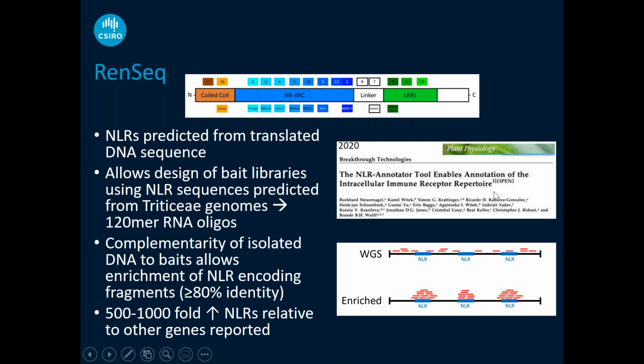So in a large genome such as wheat, for example, whole genome shotgun sequencing is not going to have enough coverage to reliably sequence all these NLRs. So enrichment is very important to capture the whole NLR set.